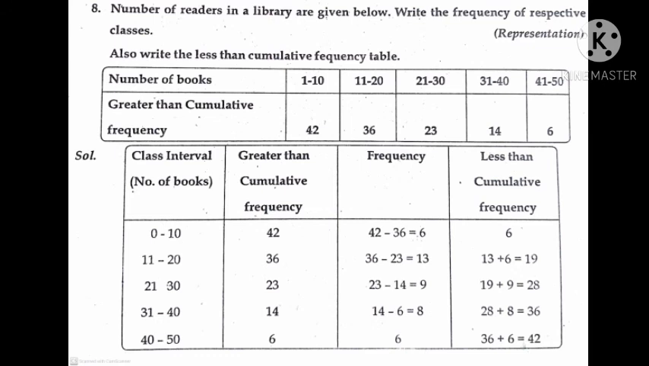Next we have to calculate the less than cumulative frequency from the frequency. Observe here how to find it. We should add the frequency from top to bottom. See, first 6 is copied from the frequency into the less than cumulative frequency. Next, this 6 is added to the next frequency, that is 13. 13 plus 6, 19. Next, 19 plus 9, 28. 28 plus 8, 36. 36 plus 6, 42.